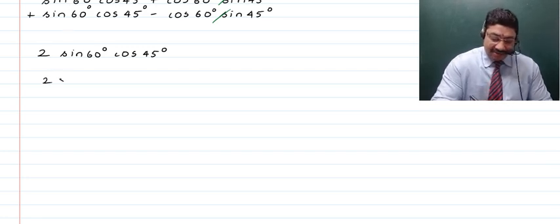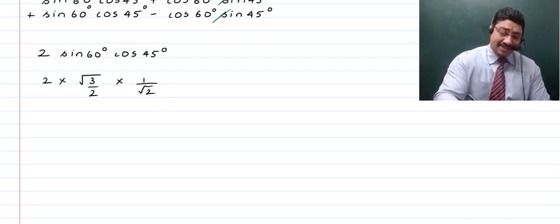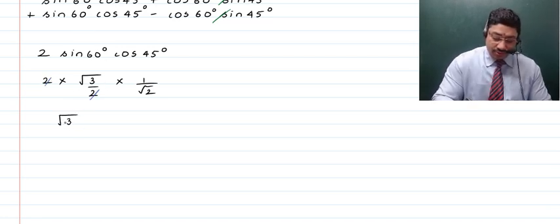So here we have the value of sine 60, which becomes equal to root 3 upon 2, and then we have the value of cos 45, which is 1 by root 2. So here, children, we get to see that there are certain terms which will again get cancelled, like 2 will get cancelled with 2, and as such the final result is going to be root 3 divided by root 2.